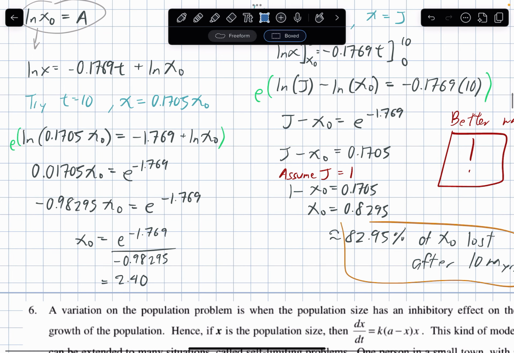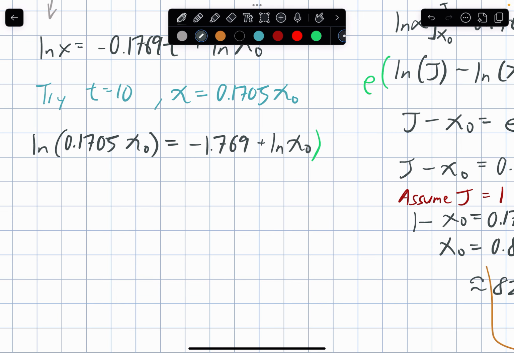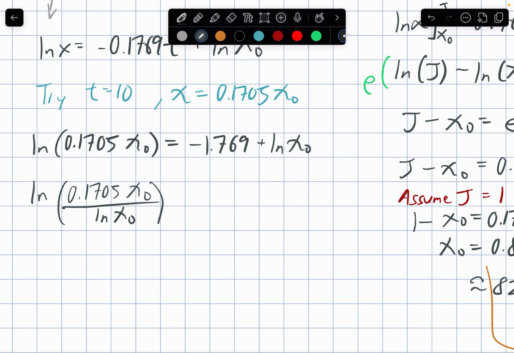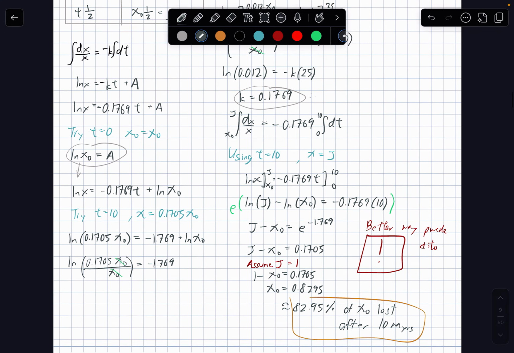Wait. I want to resolve. Before applying e, 0.1705 x sub o, we transpose this to the left side. I don't like this. We were not able to find x sub o.